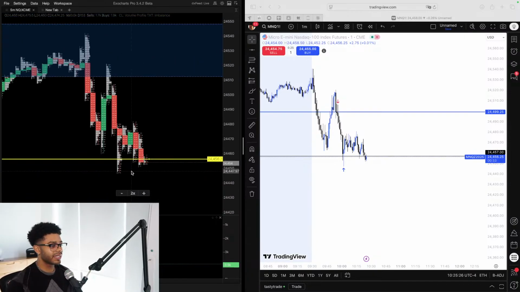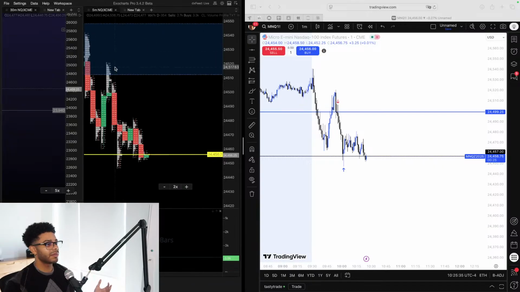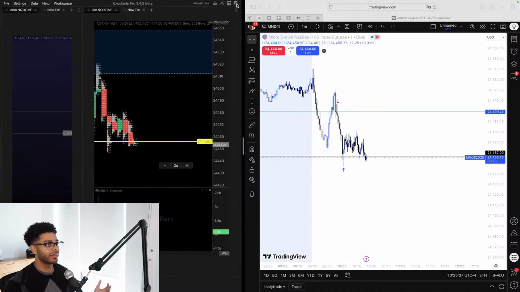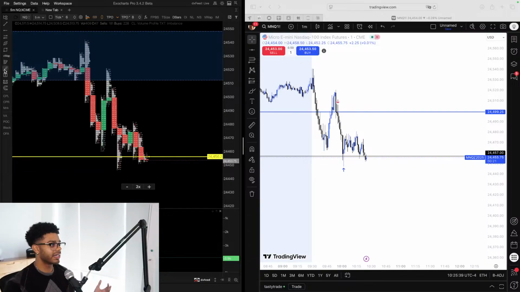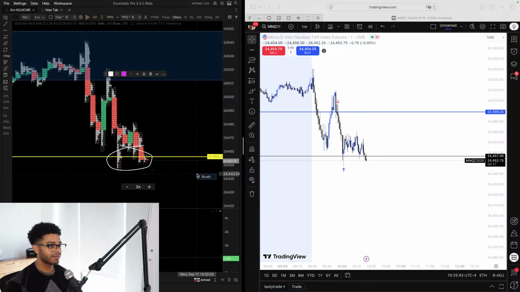Yo, volatility is really dying right here. You can see even the aggressive orders, the market orders, the orders in the market are kind of just going flat right now. Not only does the volatility look like it's dying, but you can also see the delta is getting a little quiet here. So we'll see what the market is prepping for.